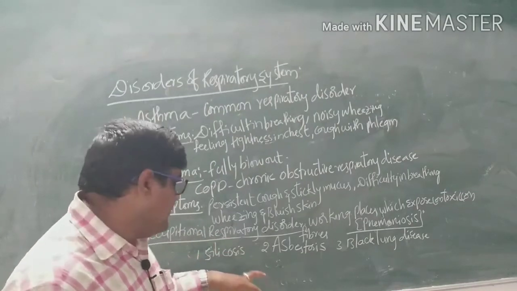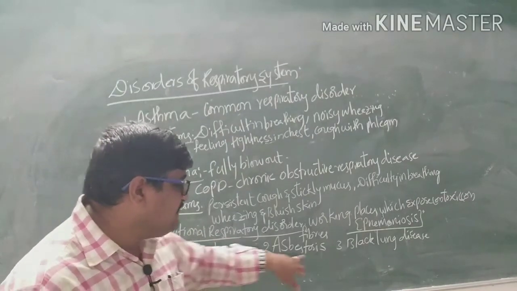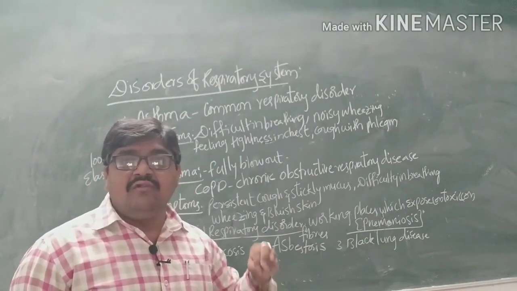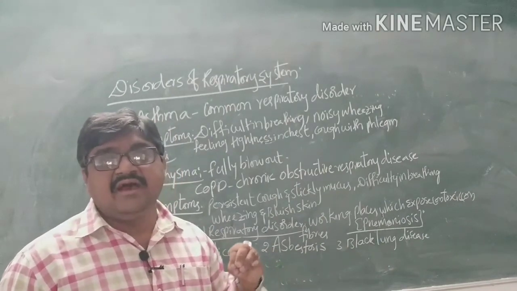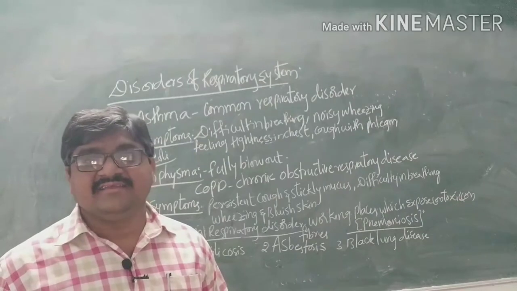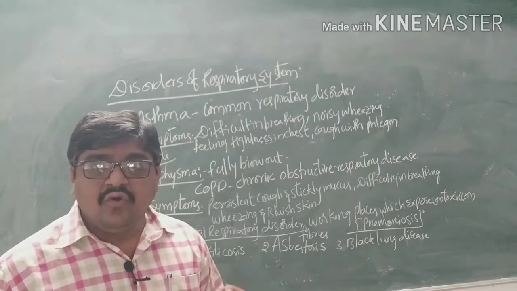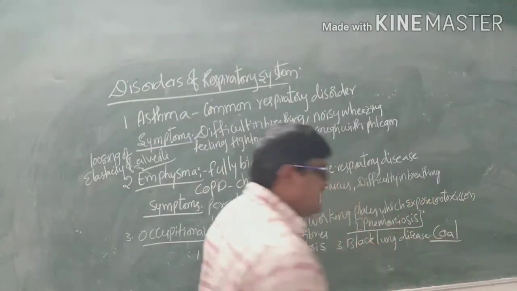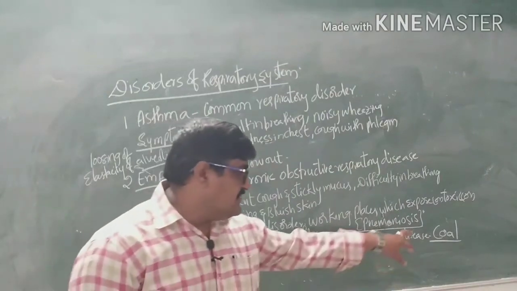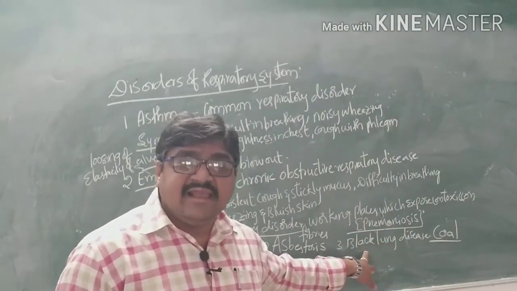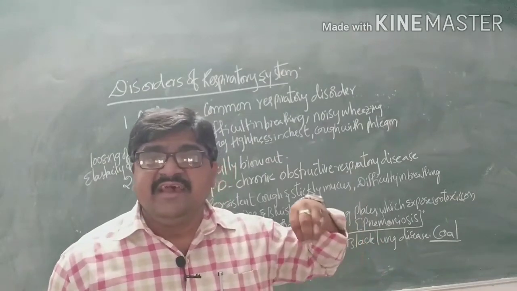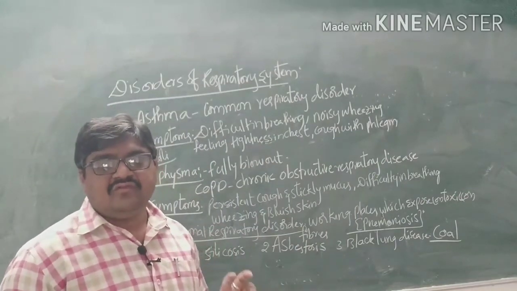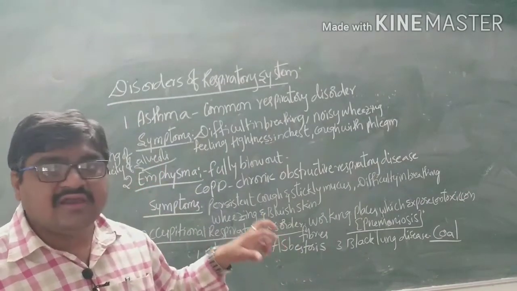So there are three types: silicosis, asbestosis, and also black lung disease. Black lung disease means coal mining, that is, coal mining workers have what we call black lung disease. Black means coal is in the form of black coal. Coal is a fuel that is produced. Coal, being black in color, is deposited in the lungs, where it does not help the exchange of gases. So we can also call it coal workers' pneumoconiosis.